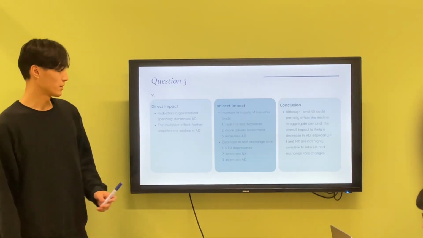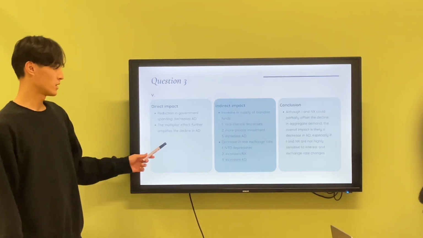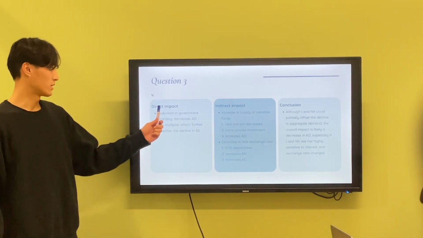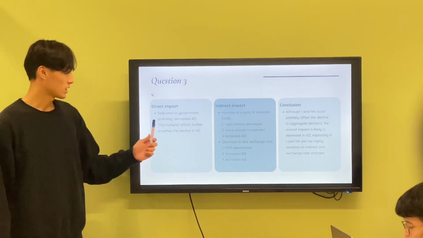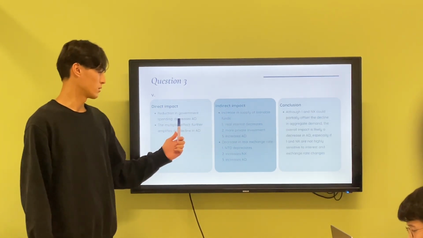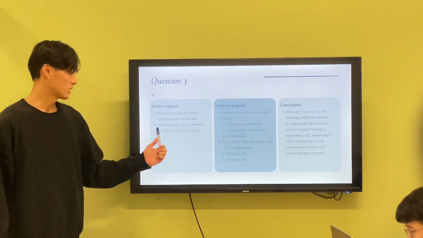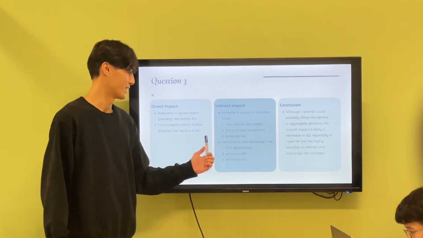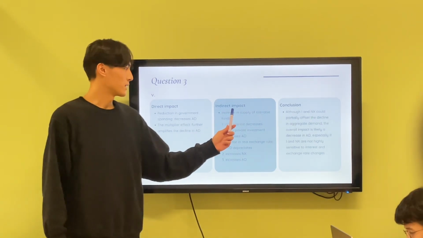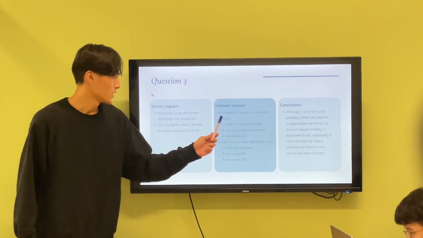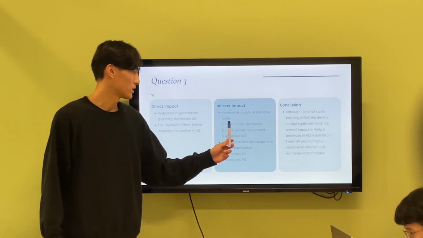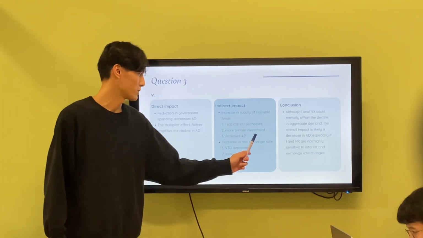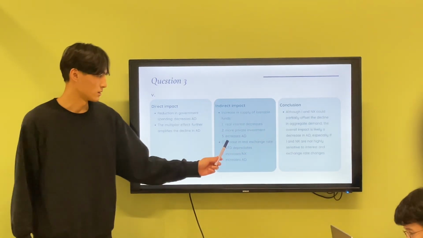Next one. The final part: based on the previous analysis of question 3 and 5, we can divide it into direct impact and indirect impact. The reduction in government spending will decrease the AD curve, and also the multiplier effect further amplifies the decline in aggregate demand. And secondly, the indirect impact is that the increase in supply of loanable funds will let the real interest rate be lower, and then more private investment. It will indirectly increase AD.